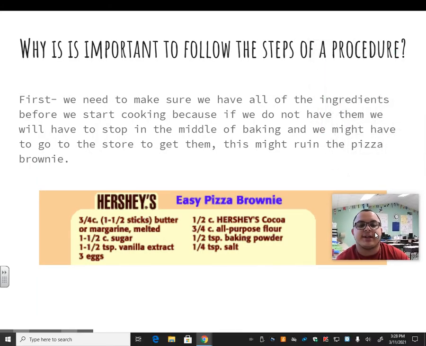So why is it important to follow the steps of a procedure? Well, first, we need to make sure we have all of the ingredients before we start cooking, because if we don't have them, we might have to stop in the middle of baking and go to the store. And if you let it sit there for too long, it might ruin our pizza brownie.